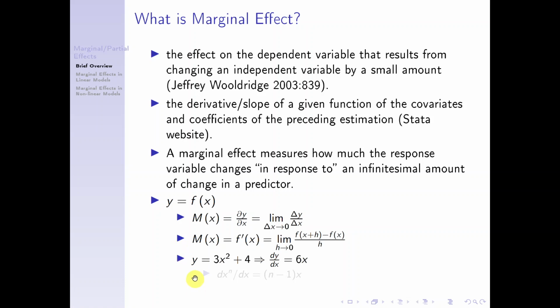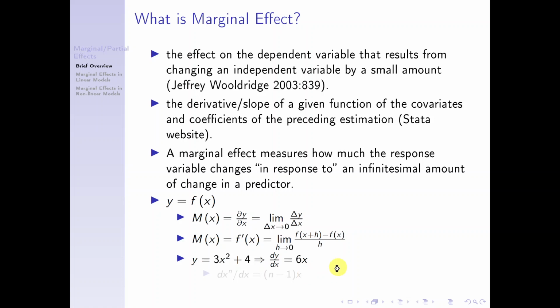An example. Let's say y equal to 3x squared plus 4. What is the partial derivative? Well, it turns out to be 6x. This is the marginal effect, we can say, of x on y. And it varies. See that? It's still a function varying with x. That is, at different locations of x, the effect is different.